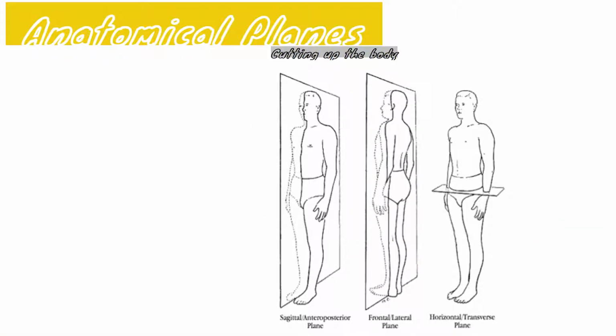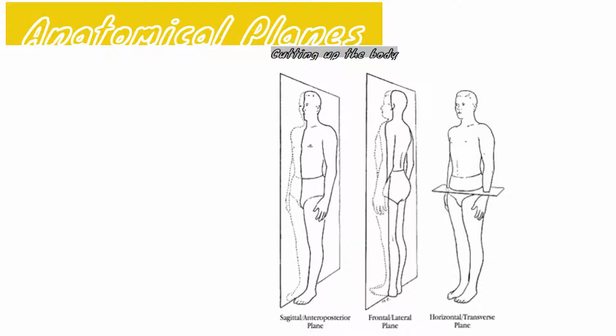The next section that we're going to be discussing is anatomical planes. It's cutting up the body into left, right, front and back, or top and bottom. So whereas before, when we were using directional terms to describe the external structures, we're going to use the anatomical planes to describe the internal structures.